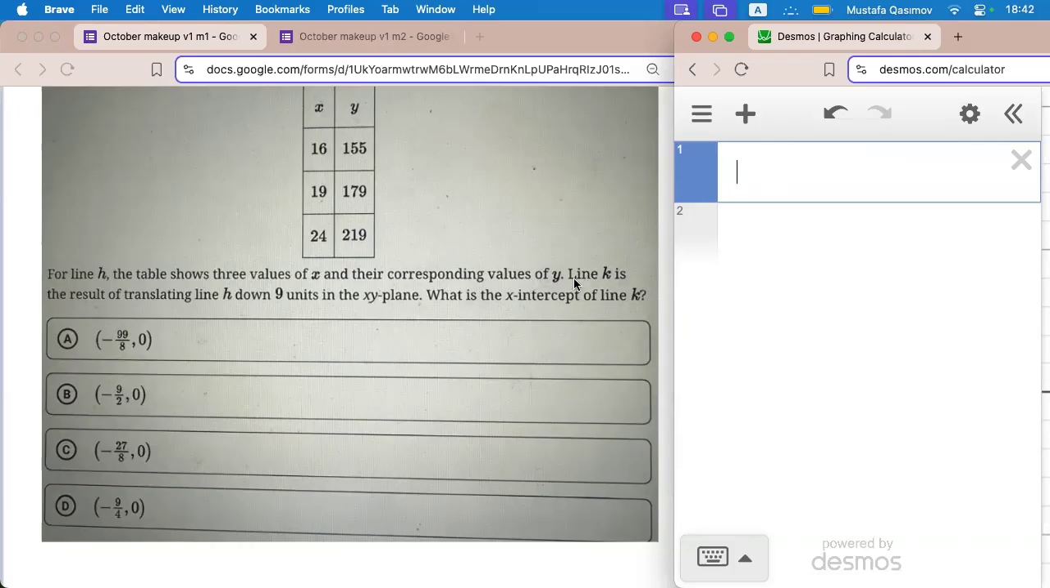Okay, for example, it says that line K is a result of translating line H down 9 units. But if it said here H and here K, it will be +9, not -9.